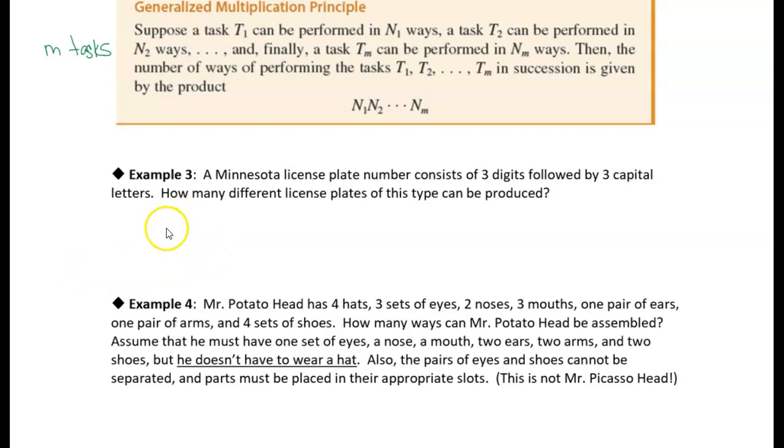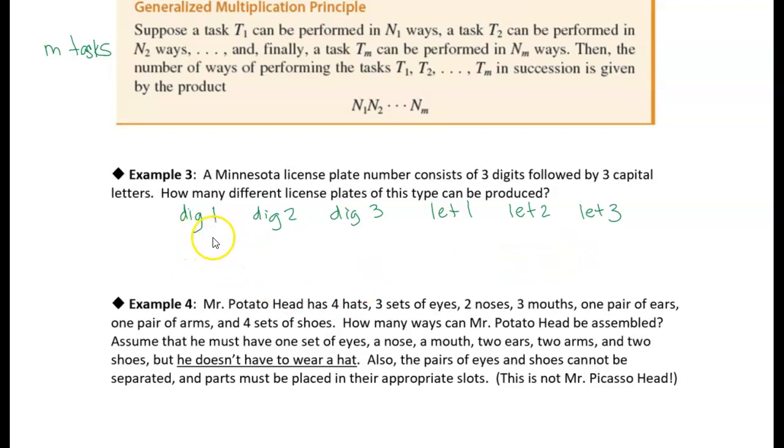All right, so let's list out what our choices are. If we were making license plates, we'd have to choose the first digit, I'll call it digit 1. We'd have to choose digit 2, digit 3, and then letter 1, I'll just call it let 1, and letter 2, and letter 3. Right? 3 digits followed by 3 capital letters. So we have to make all these choices. We have 6 choices. So how many choices do we have for the first digit?